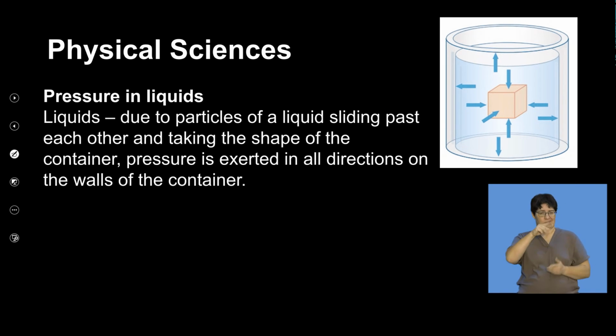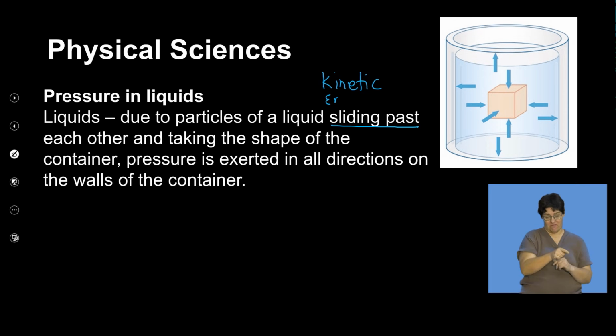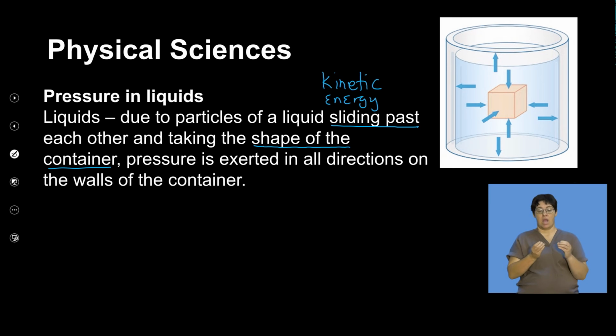In liquids, the particles slide past each other, and this relates to the kinetic energy of the particles. So always think about kinetic energy when it comes to the movement of particles. Characteristically, in liquids, these particles are sliding past each other, and the movement is also random, which results in liquids taking the shape of the container. So the pressure in liquids is in all directions. Why? Because the movement of particles is random, so there is no sense of direction.